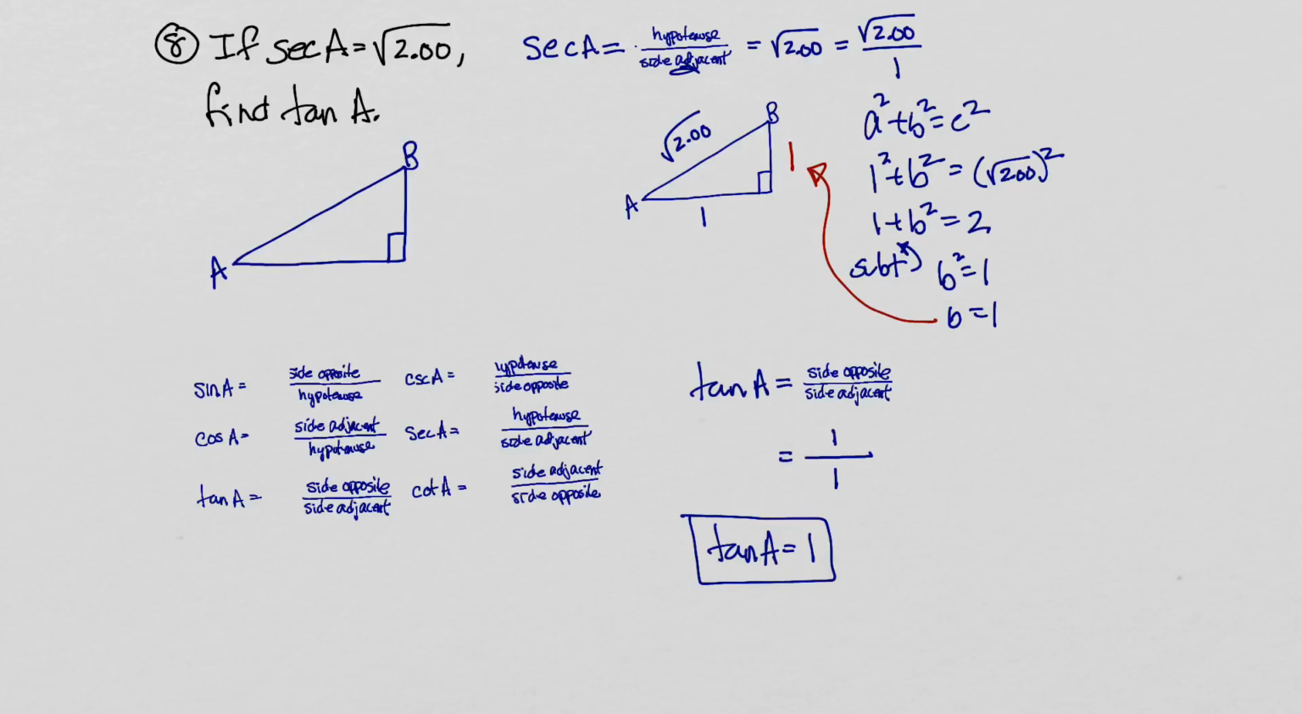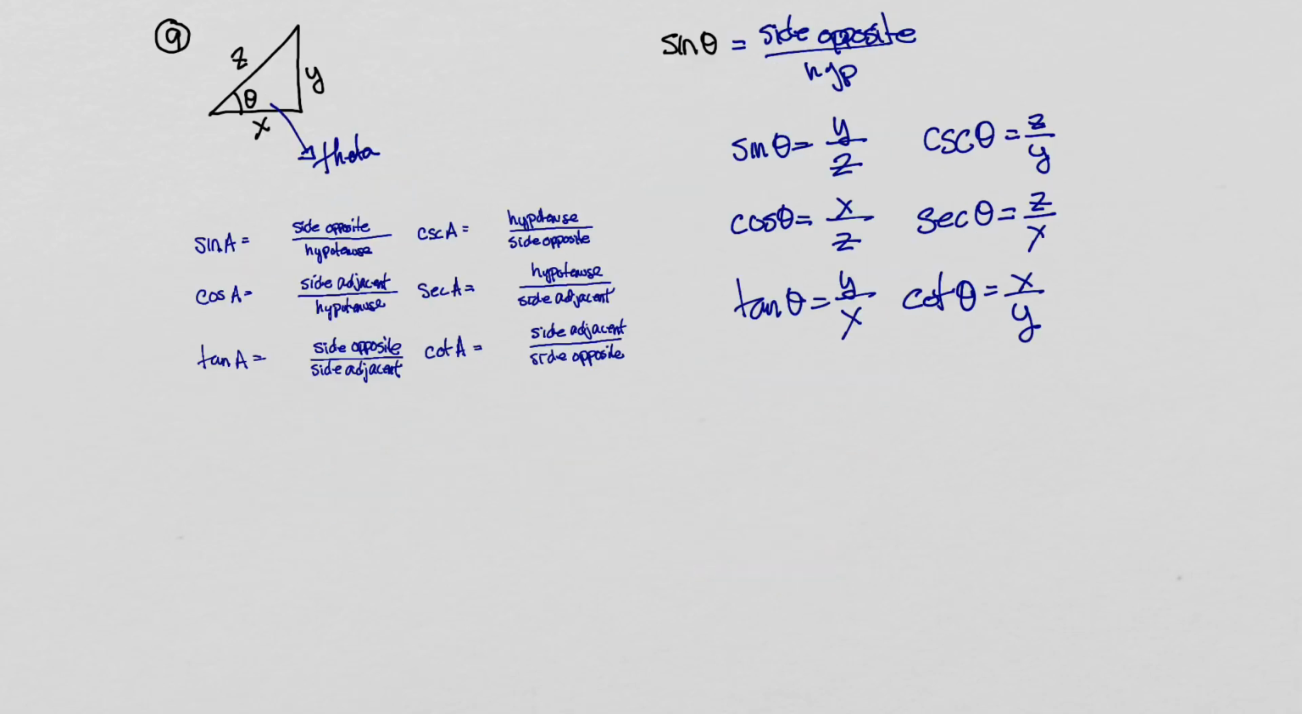Let's get what we're asked for, which is the tangent of A. And the tangent is defined as the side opposite over the side adjacent. So here we are at A. Locate yourself at A. The opposite is 1. The adjacent is 1. So we're going to get 1 over 1. So the tangent of A is a 1.